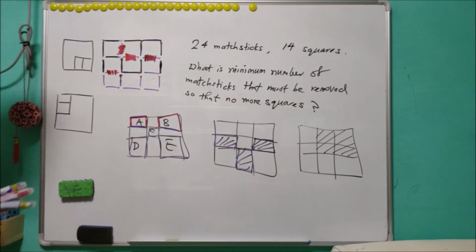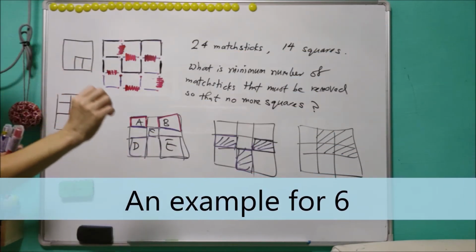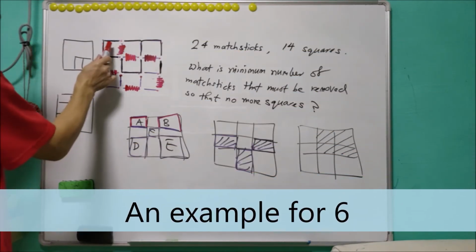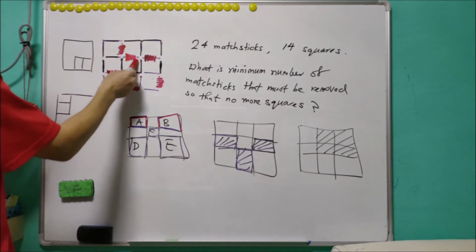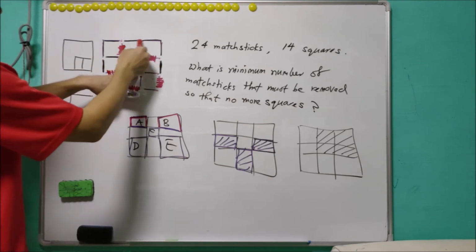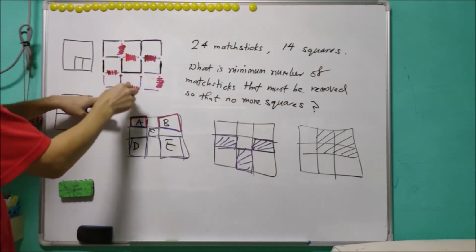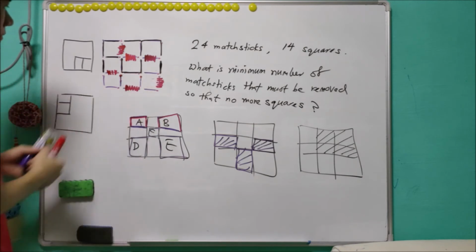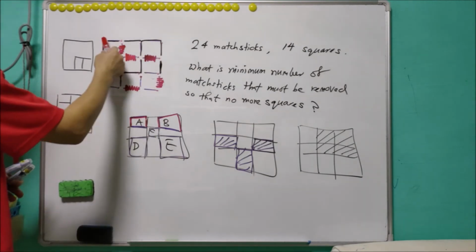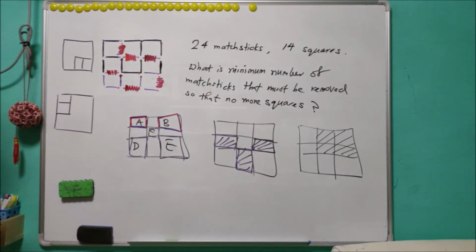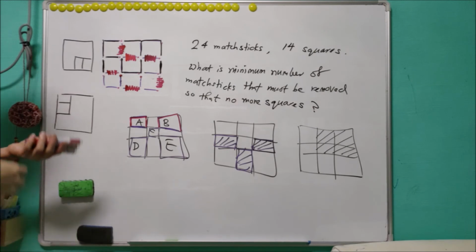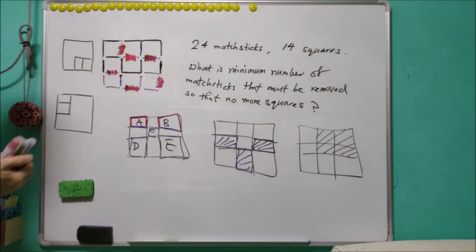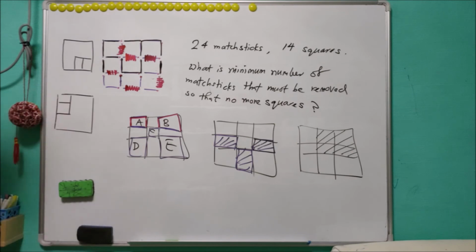How about 6? For 6, it seems that it's possible. We check one by one. Remember, we have 9 1 by 1 squares, and they have been destroyed. The 4 2 by 2 squares: the first one destroyed here, the second one here, the third one here, and this also has been destroyed. How about the largest? The largest also has been destroyed. So it shows that 6 is possible, 5 is not possible, and therefore the minimum number is equal to 6, and our answer is C.